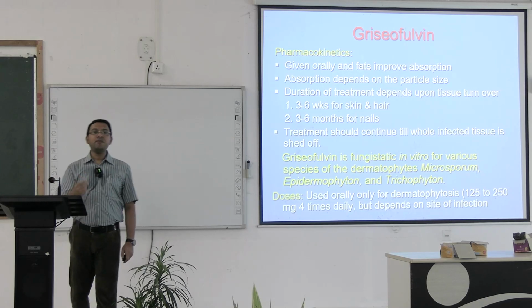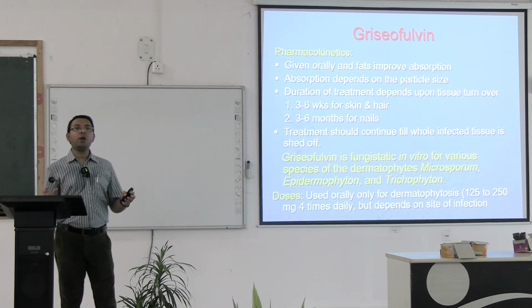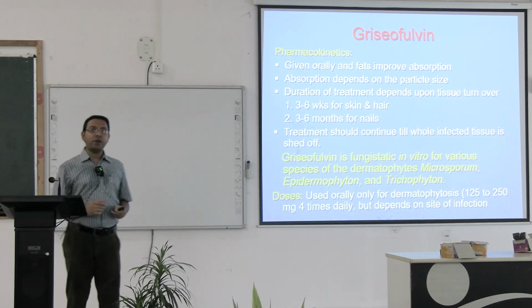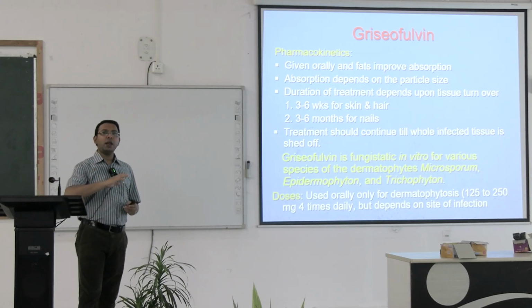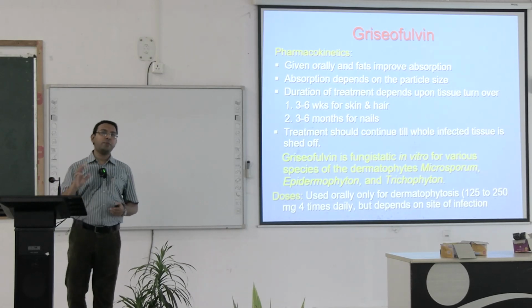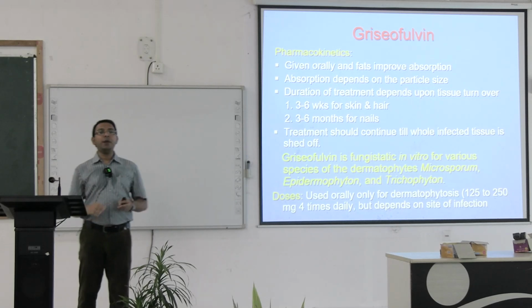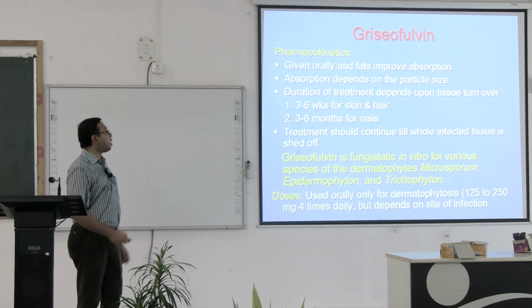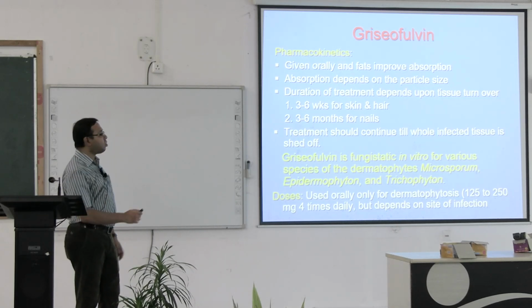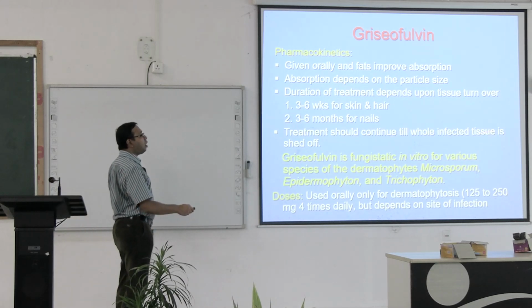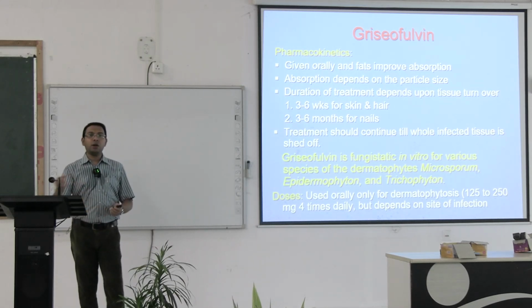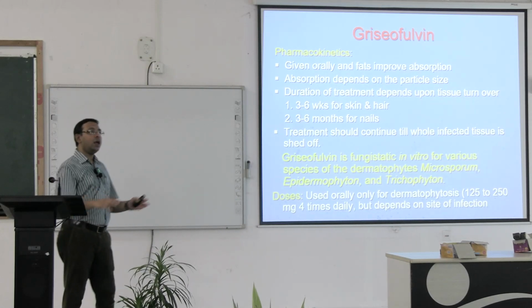If there is fungal infection of the nail, usually a long period of treatment is needed, whatever the treatment may be. So onychomycosis, fungal infection of the nail, is very common. Usually a minimum of 3 to 6 months of treatment is needed, either with Griseofulvin or Terbinafine. We will come to this later. But for skin or hair infection, usually less, 3 to 6 weeks, is needed. Treatment should continue till the whole infected tissue is shed off, because it goes within the keratin and ultimately long-lasting protection will happen.